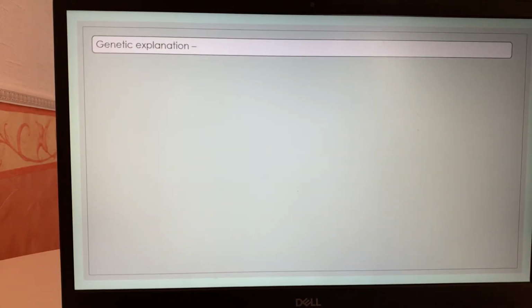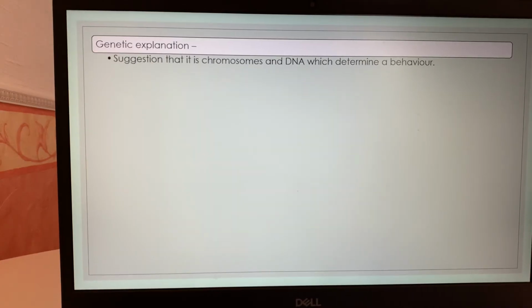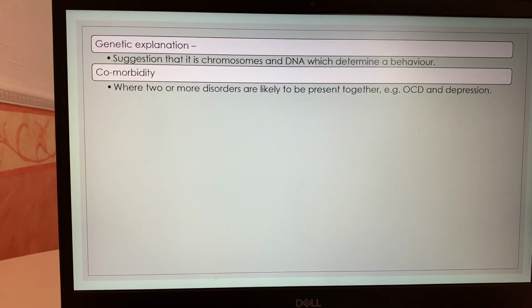And then very briefly, they're quite small, but I've got each of the definitions. So a genetic explanation focuses on chromosomes and DNA that determine your behaviour. Comorbidity is where we have 2 or more disorders present together. So if you have OCD, more than likely you're going to have depression. If you have schizophrenia, you're definitely going to have OCD. So they kind of overlap with each other.